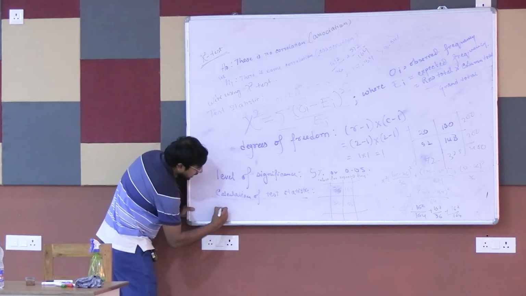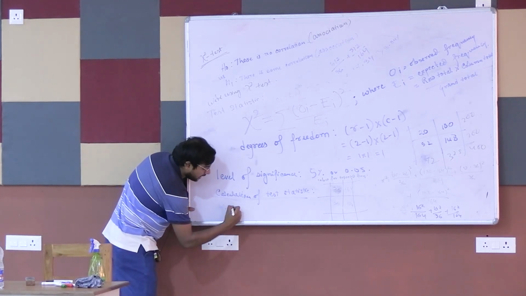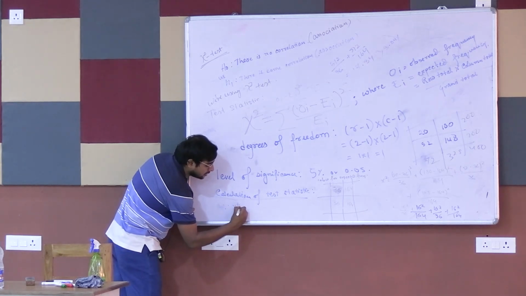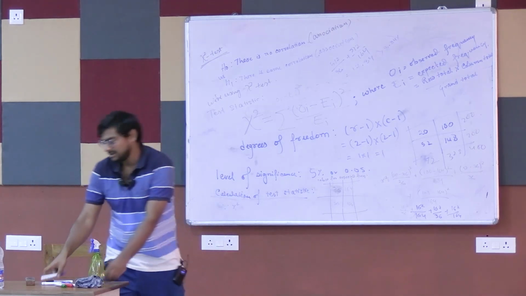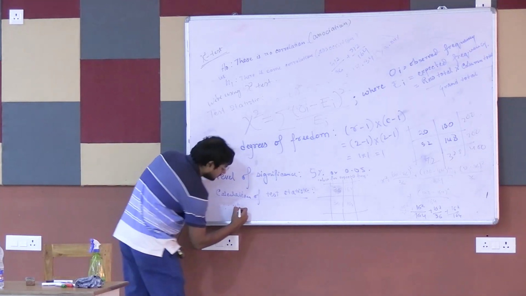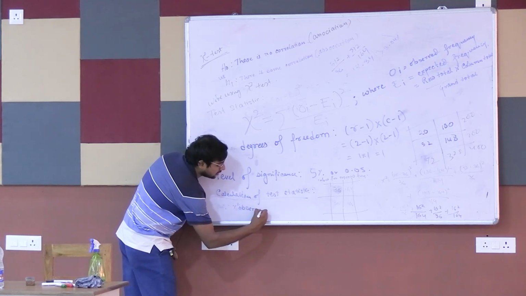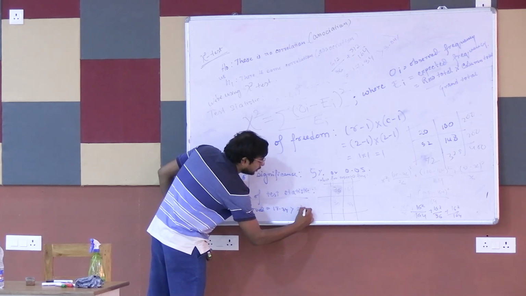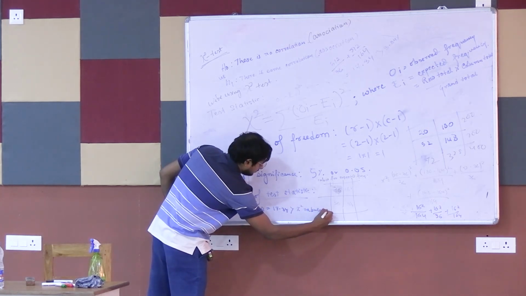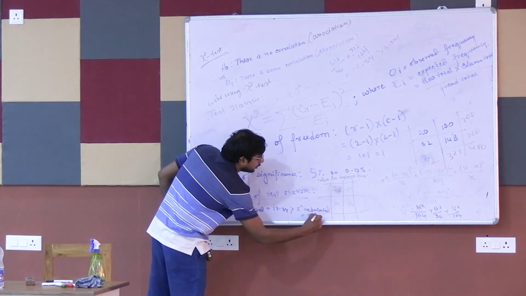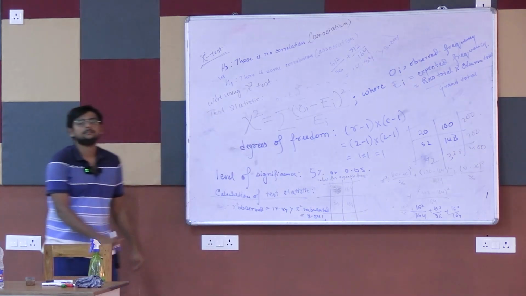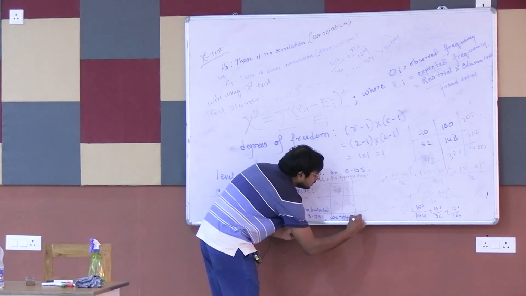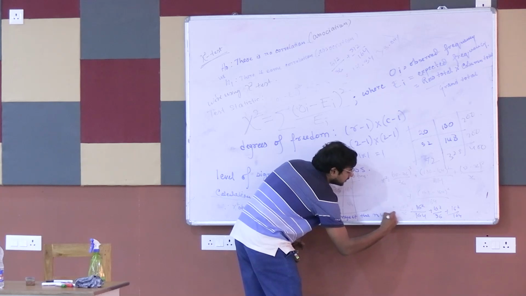So the conclusion for the test is: since chi-square observed is equal to 17.34, greater than chi-square tabulated, which is equal to 3.841, we reject the null hypothesis.